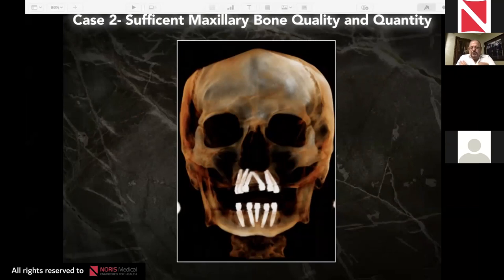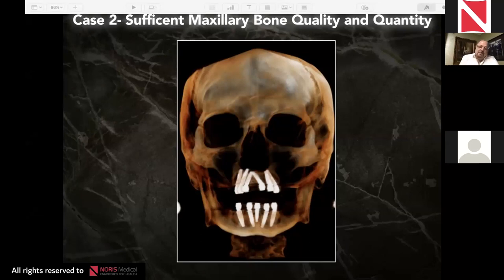Yes, of course. If you go back to the publications and the recommendations from ALL-ON-4, if you can get 130 Newton centimeters on an arch, you should be able to load. Now, I think that's low, because I think you should routinely be able to get much higher than that.